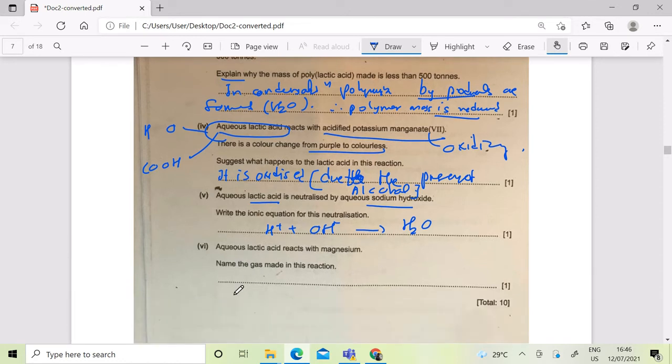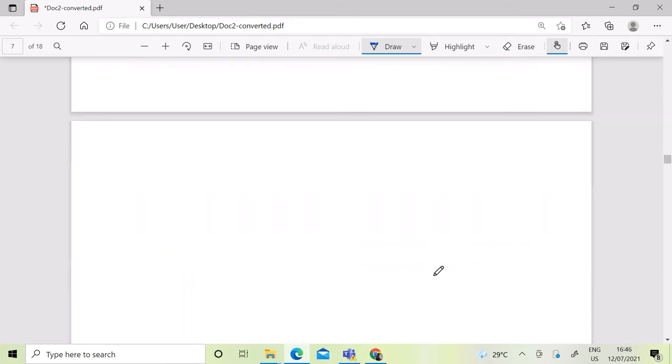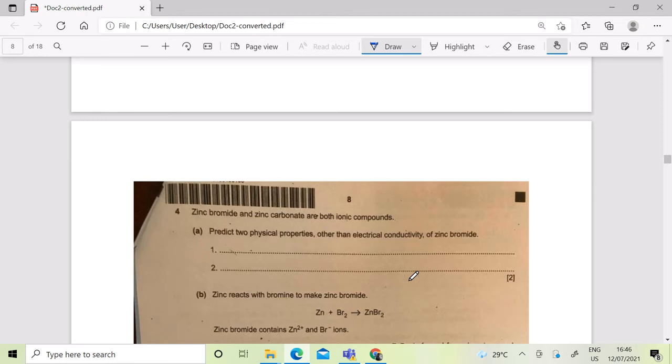Aqueous lactic acid reacts with magnesium. Name the gas made in this reaction. So obviously acid reacts with the metal producing hydrogen gas, but remember the name is asked, therefore you need to write the word hydrogen. Okay, let's end up with question number 3. Move into question number 4 now.